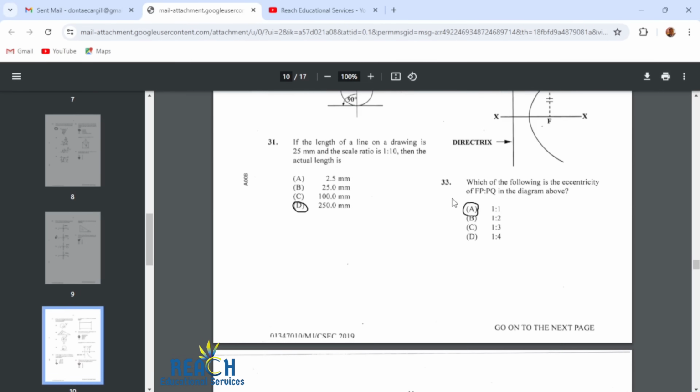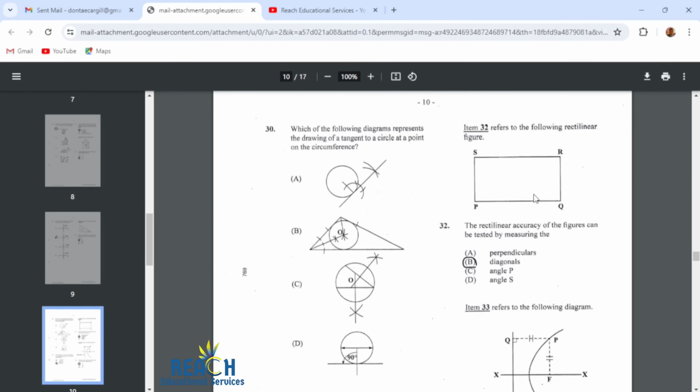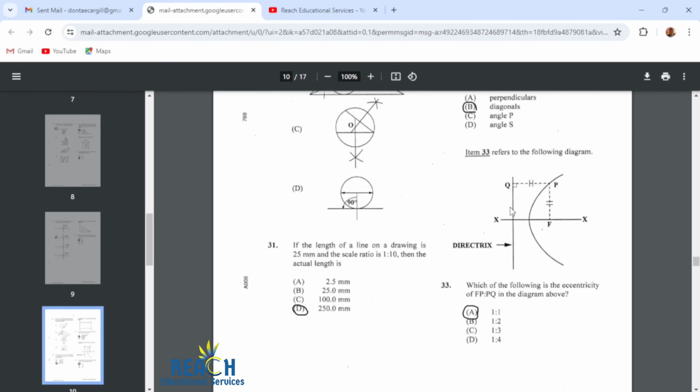So item 31. If the length of a line on a drawing is 25 millimeters and the scale is 1 to 10, then the actual length would be 250 millimeters. Item 32 refers to the following rectilinear figure. The rectilinear accuracy of the figure can be tested by measuring its diagonals. So you can find that out if you measure the diagonals.